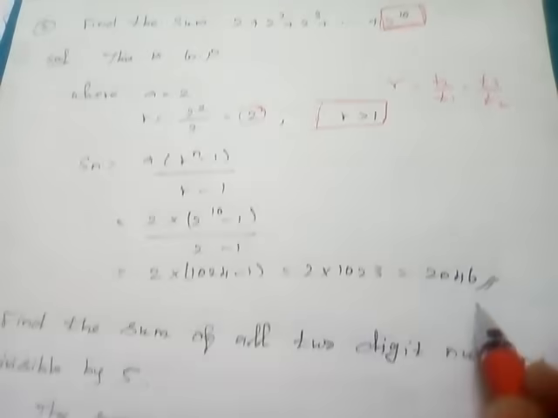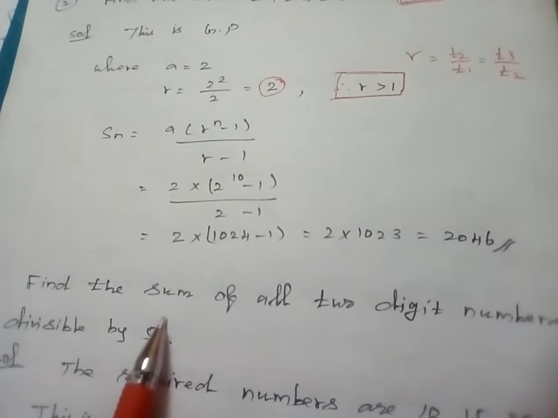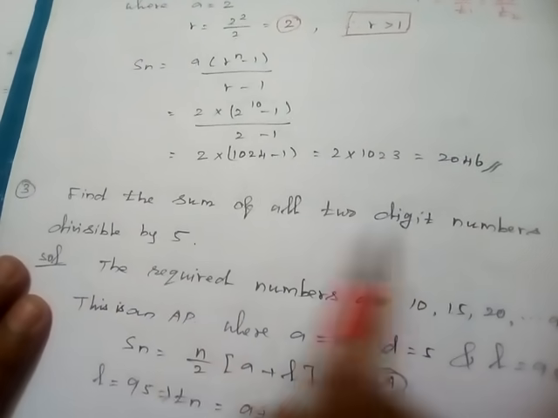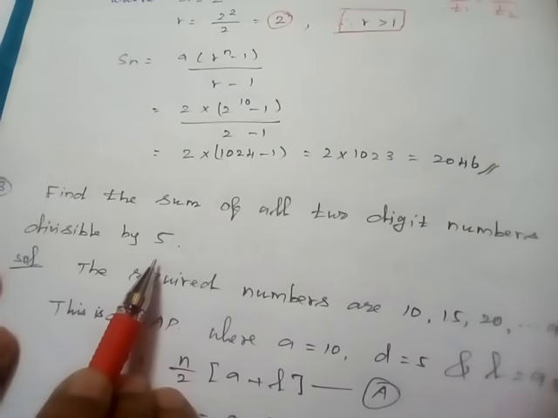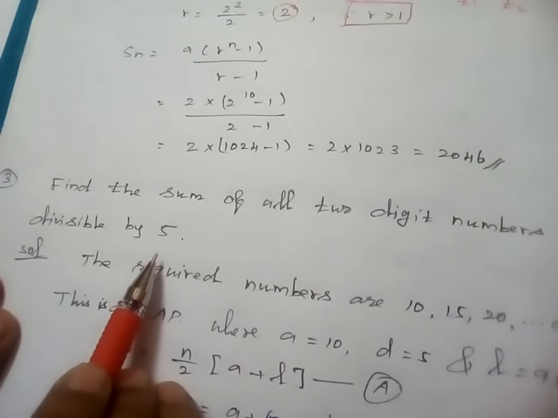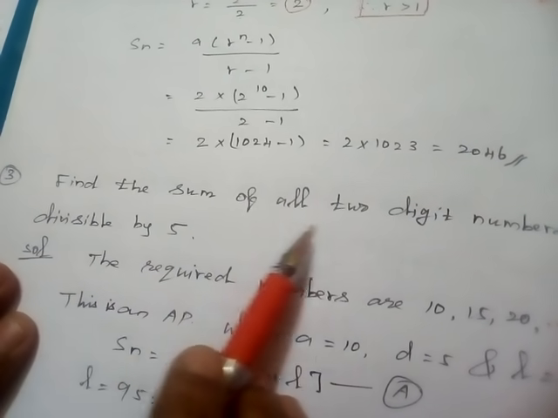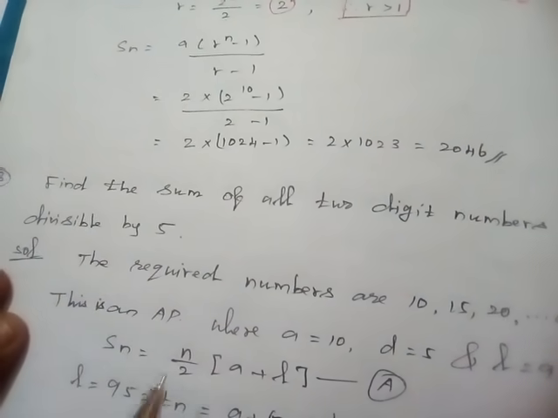So all of you understand. Next problem: find the sum of all 2-digit numbers divisible by 5. This type of question may be asked in your competitive examinations many times. So, find the sum of all 2-digit numbers divisible by 5.